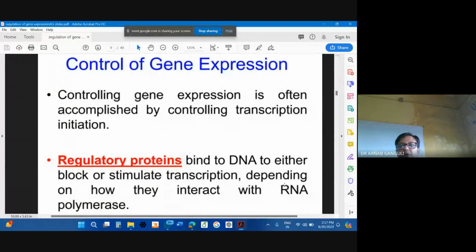And you have regulatory protein. They bind to DNA, either block or stimulate transcription depending on how they interact with RNA polymerase. Just RNA polymerase is not causing the transcription. There are several transcription associated factors which are binding. Sigma factor, all these are binding. They are also having the Tata box below, to which the RNA polymerase is binding. They also have role. Some Tata boxes hold the RNA polymerase much weak and some much strong.